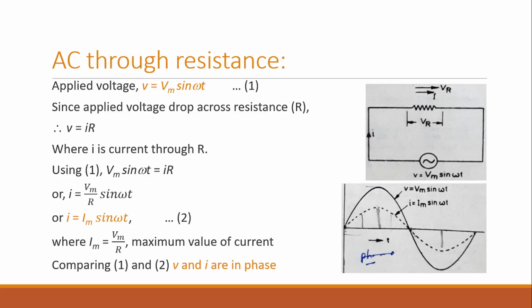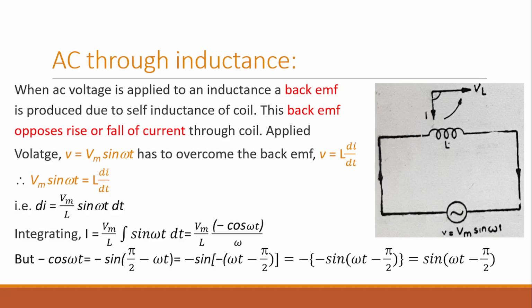Now next, it is inductance or AC through inductance. As shown in figure, we have taken one coil whose self-inductance is capital L, and it is connected across AC voltage source small v equal to Vm sin omega t. Now, what happens when AC voltage is applied to an inductance?